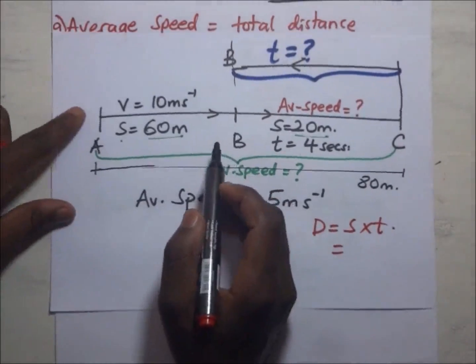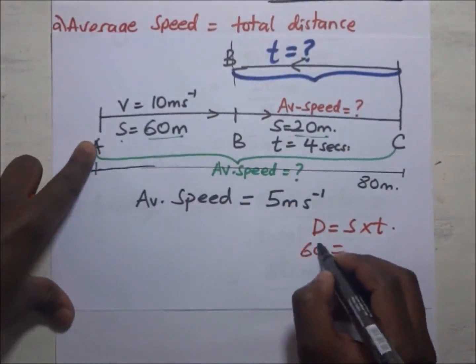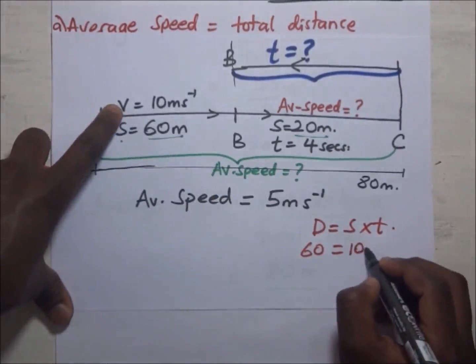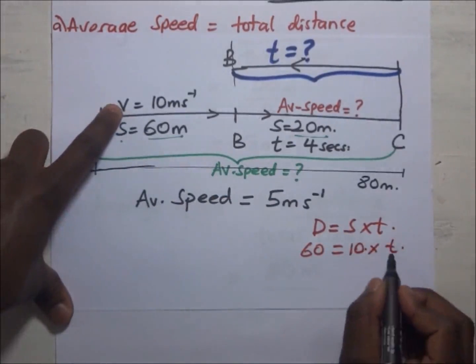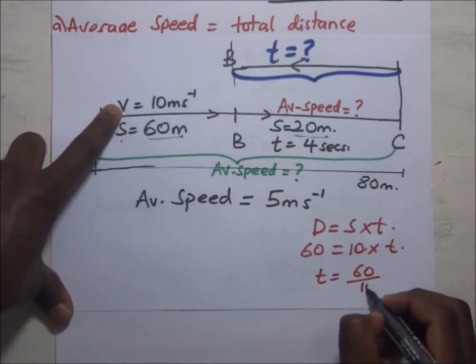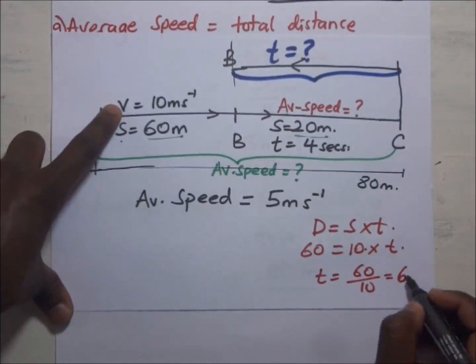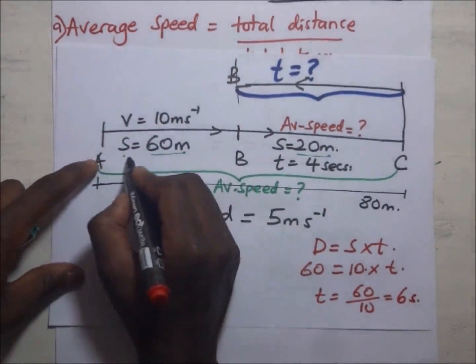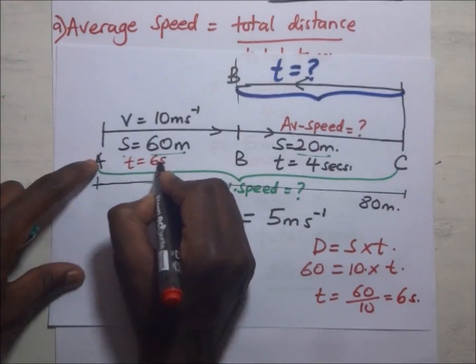Now the distance covered from A to B is 60, so 60 is going to be equal to speed times time. The speed covered is 10 meters per second times the time. So when we make t our subject of the formula, t is going to become 60 over 10, which is going to be 6 seconds. So it means that the time taken to move from A to B is 6 seconds.